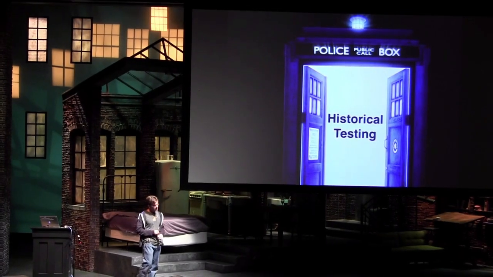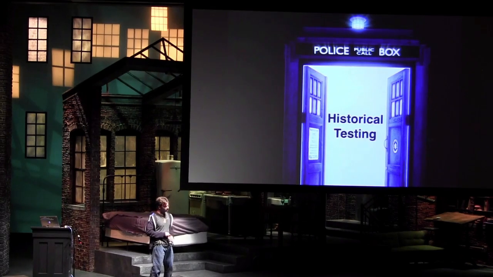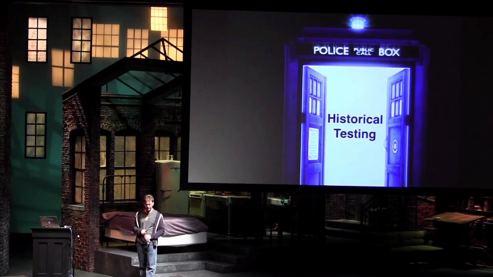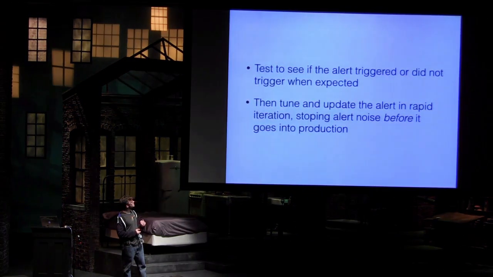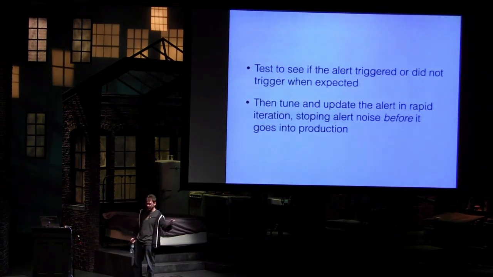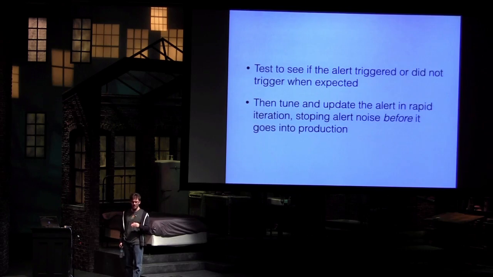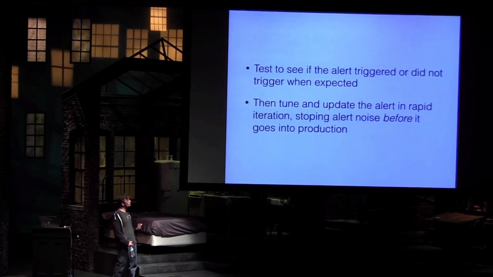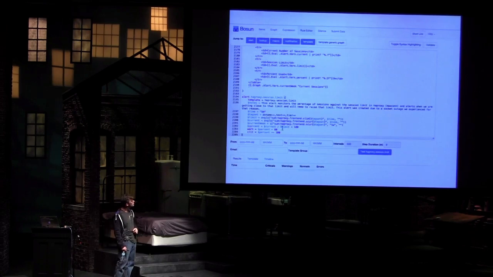Okay, so here's one of the neat things: historical testing. Historical testing is, again, what lets you take an alert and see when it would have triggered for what sets, when it wouldn't have triggered in the past, and what it would have looked like at the time. And this is what allows you to test things before they go into production, which is pretty cool.